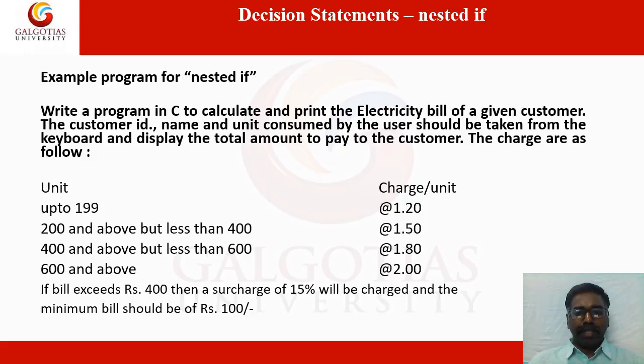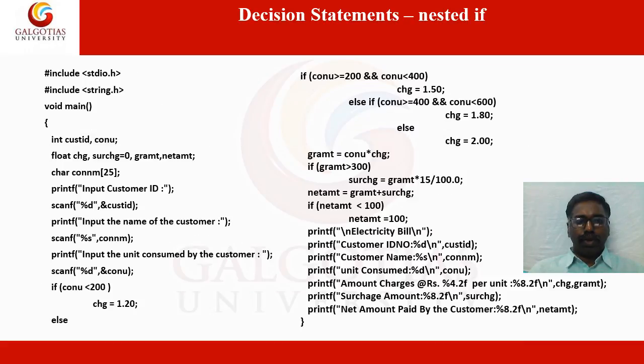Let's see the example program. The program code is given for the electricity bill calculation. Here we need to get the input customer ID and then customer name for billing purposes, and then the consumed units, which are read from the user into CONU, a variable declared here for consumed units. This consumed unit is verified whether it is less than 200. If it is less than 200, then the charge will be rupees 1.2, which is assigned to the charge variable CHG.